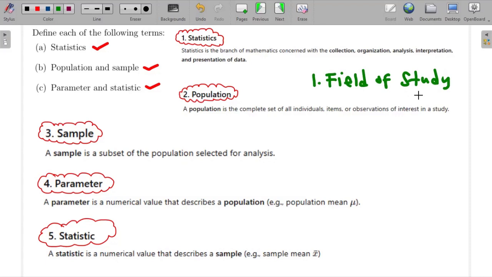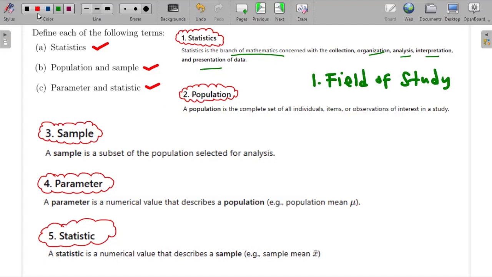But in this course, when they say what is statistics, we're going to be defining what the actual statistics means. Statistics is a branch of mathematics that is concerned with, or used in, collecting information, organizing that information, analyzing the information, interpreting it, and then presenting it. So statistics is a branch of mathematics concerned with the collection, organization, analysis, interpretation, and finally, presentation of data. That's what statistics is.